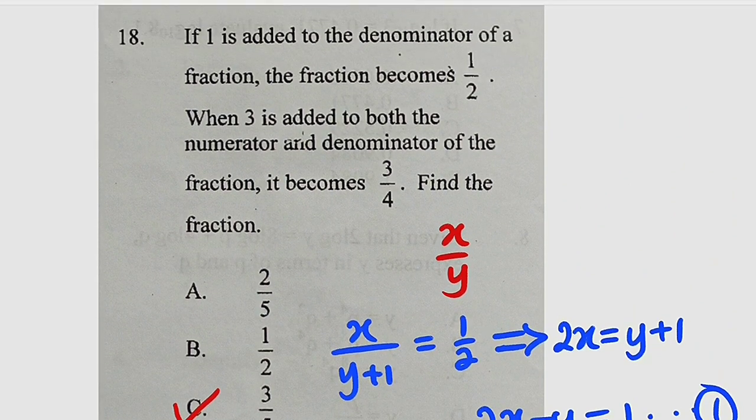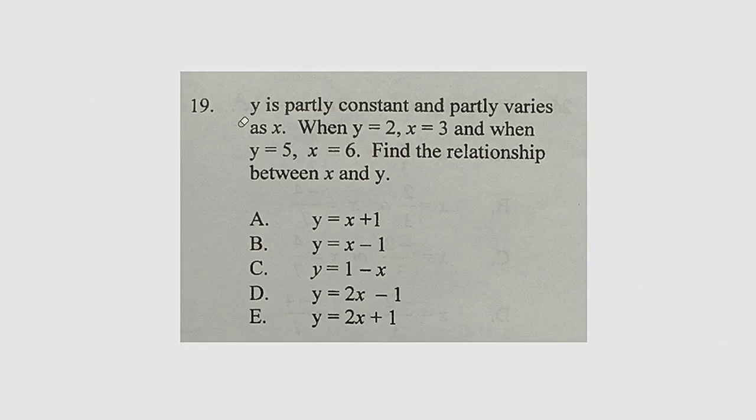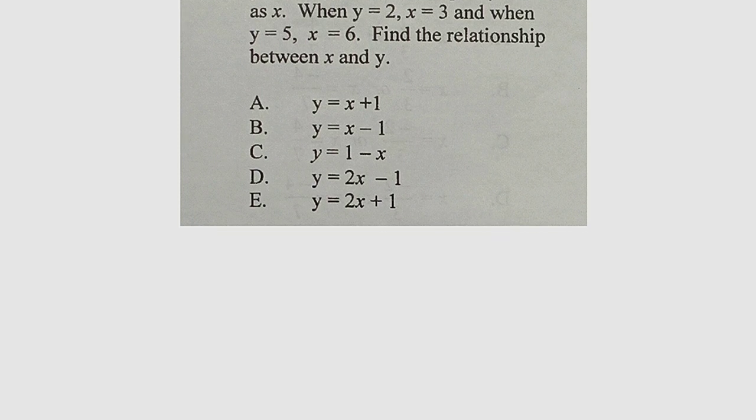Now let us move on to question number 19. Question number 19 reads, y is partly constant and partly varies as x. When y is equal to 2, x is equal to 3. And when y is equal to 5, x is equal to 6. We're asked to find the relationship between x and y. Alright, the relationship between y and x in partial variation is y equal to a certain constant, k, multiplied by x, plus another constant, let us call it c.